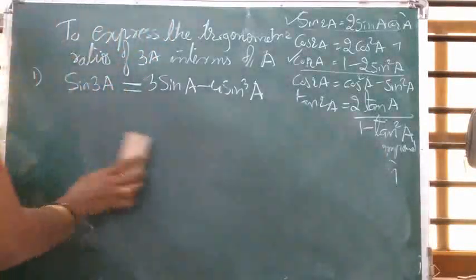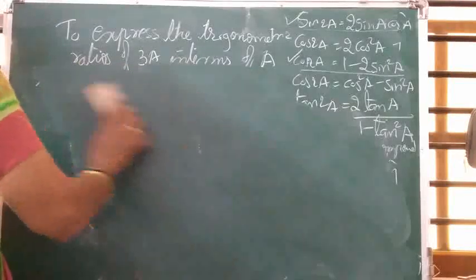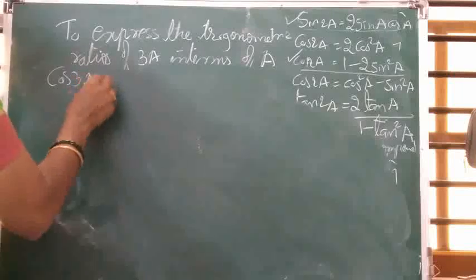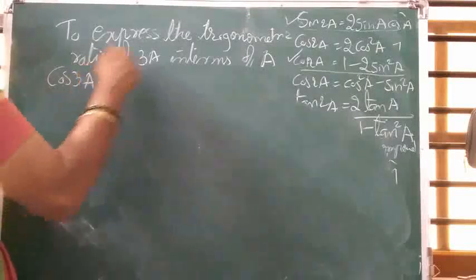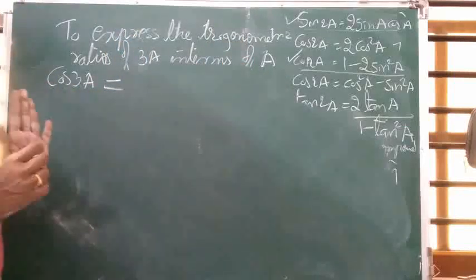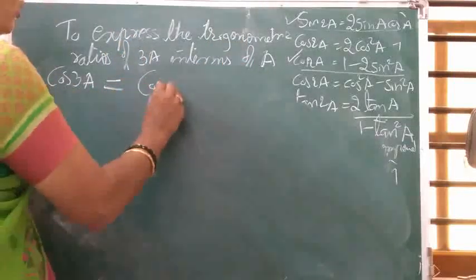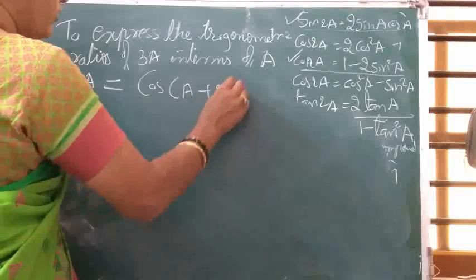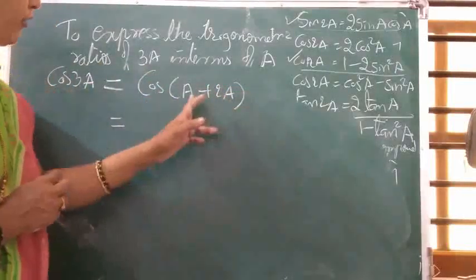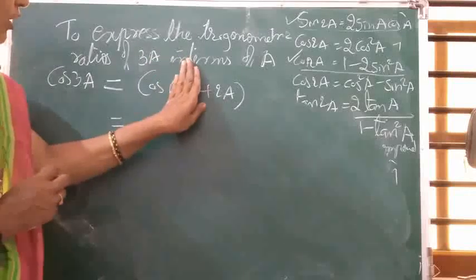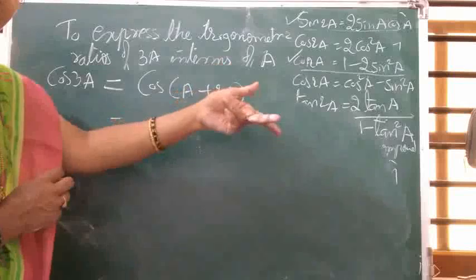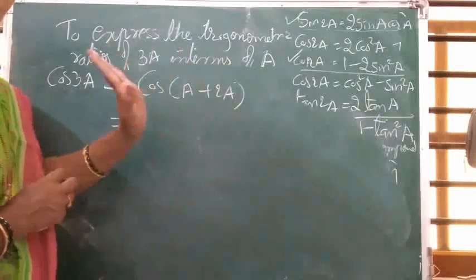Similarly, I will find the formula for cos 3A. We express cos 3A in terms of A. That too, the right hand side is only in terms of cos. Again, I write cos 3A as cos of A plus 2A. According to the compound angle formula, how can I expand this? Cos of A plus B is cos A cos B minus sin A sin B, but in place of B I have 2A.